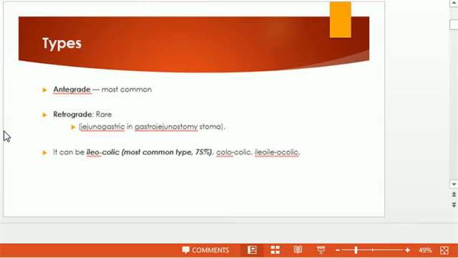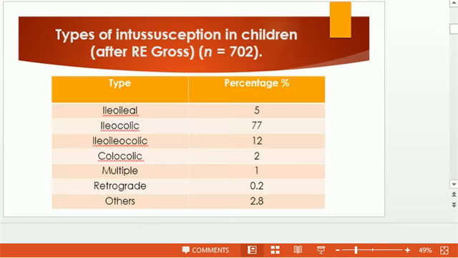It can be ileocolic, which is the most common type. 70% of the cases are ileocolic. Then colocolic and others. So we can classify by the extent and the anatomical varieties. In the next slide, I will explain what is meant by this.